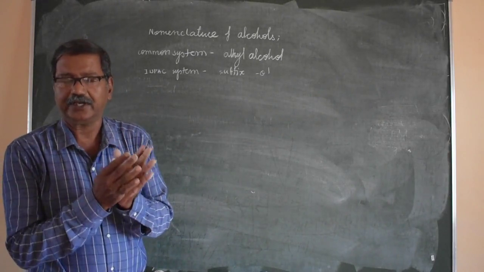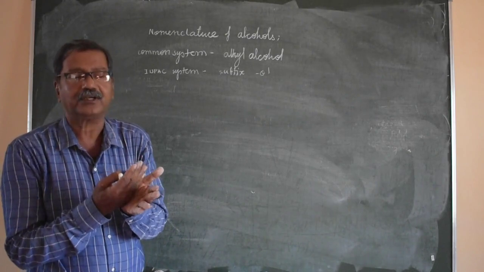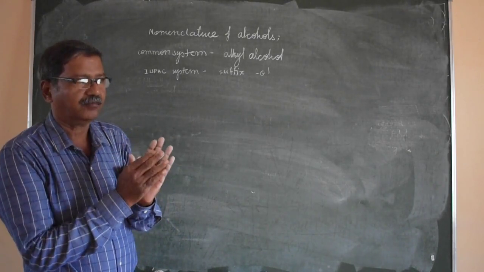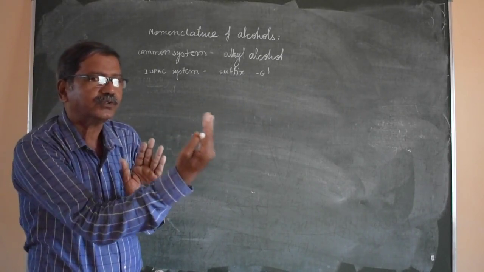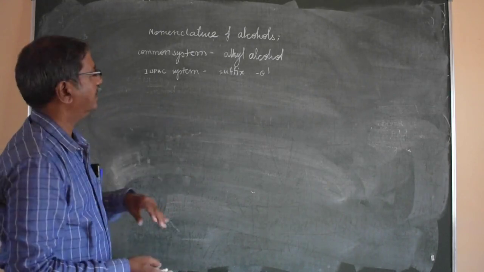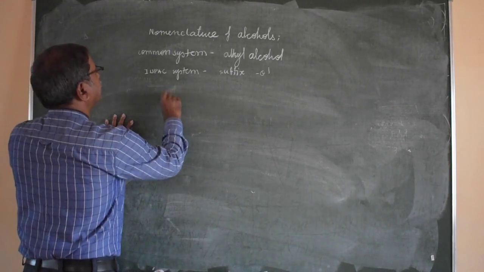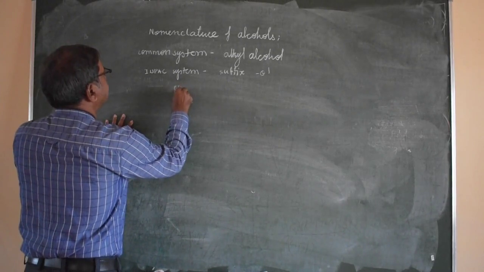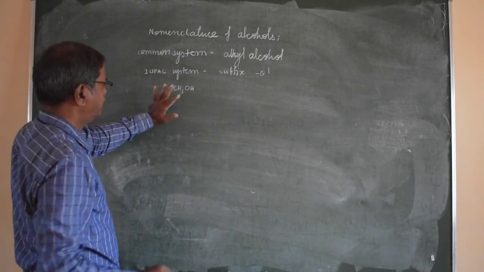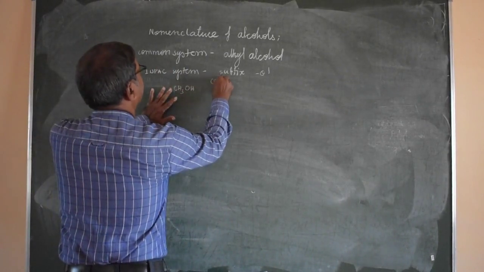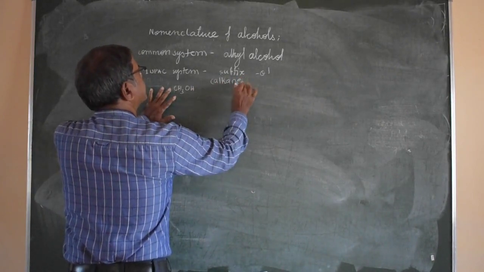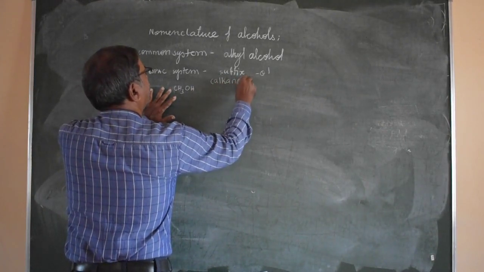But remember, in the IUPAC system, numbering is important. As you studied in first year, you have to number the carbon from the end which is close to the functional group, the OH group. From that end you have to number. I am giving some examples here. This is the simple example, CH3OH. The suffix is -ol. In the IUPAC system, alkanol: the e of alkane is replaced by -ol.